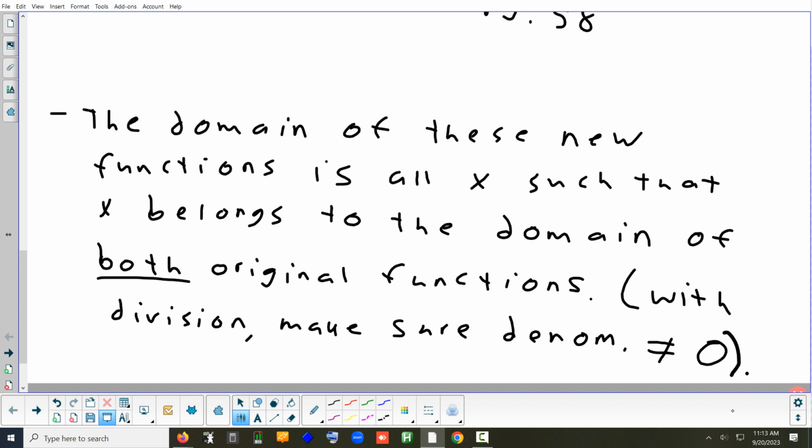If there is a number that would ever make the denominator 0, then you need to tell me that number is not part of the domain. Right, so we're gonna try like one or two examples of that right now.